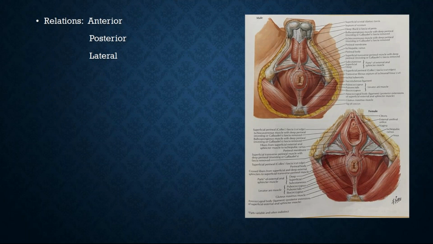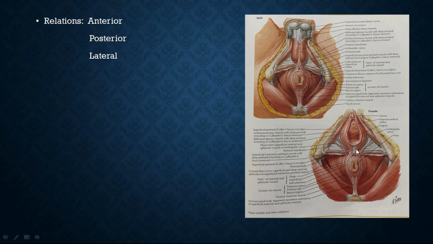Now you can see the relations. Here is the anal canal, this is the anal opening. Anteriorly you can see the membranous part of the urethra and the bulb of the penis, which are separated from the anal canal or the anal opening by the perineal body. This middle part is the perineal body. On either side are the superficial transverse perineal muscles. So the perineal body separates the anal canal from the bulb of the penis and the membranous urethra.